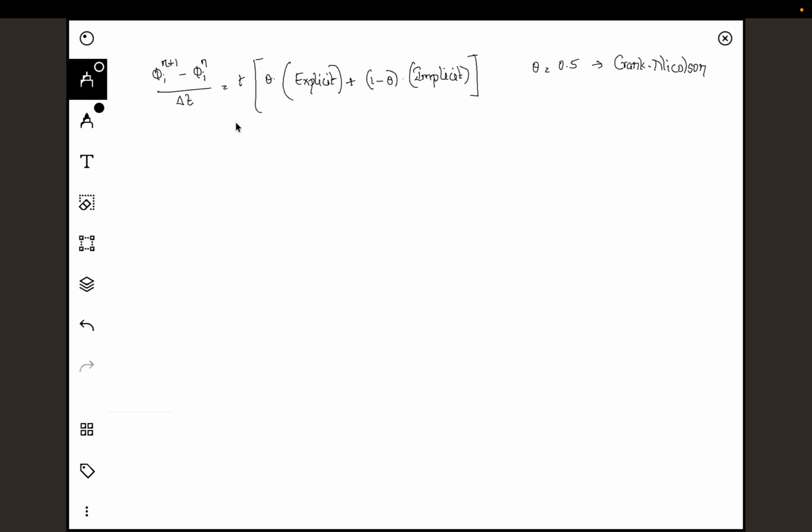But the problem is, instead of theta equal to 0.5, we can also use other combinations. Let's say theta equal to 0.1 and theta equal to 0.9. So what would happen to the stability criteria? Will it still remain unconditionally stable, or will something happen?